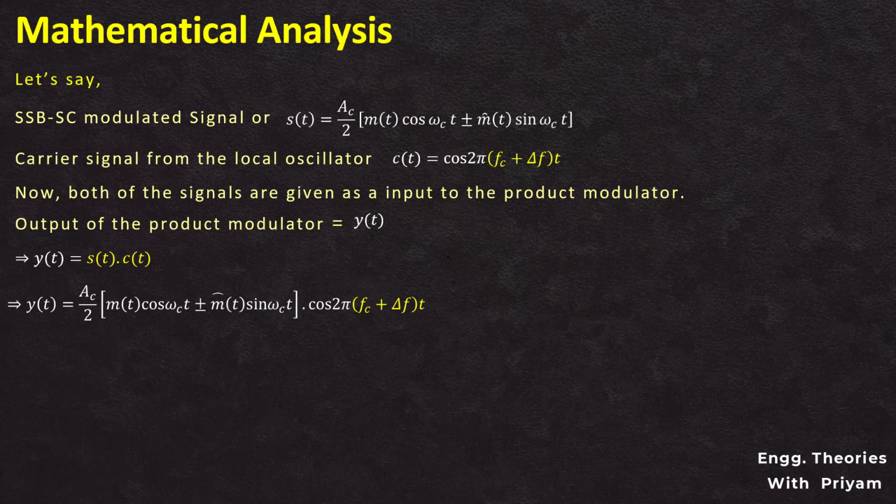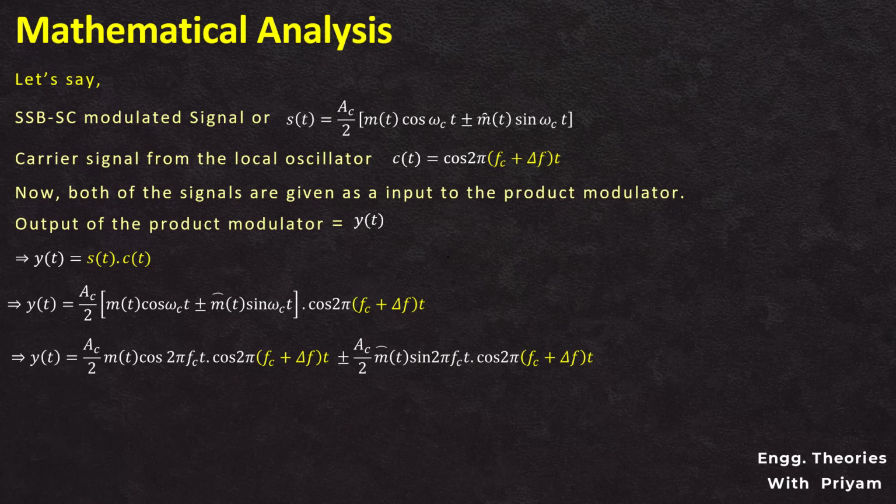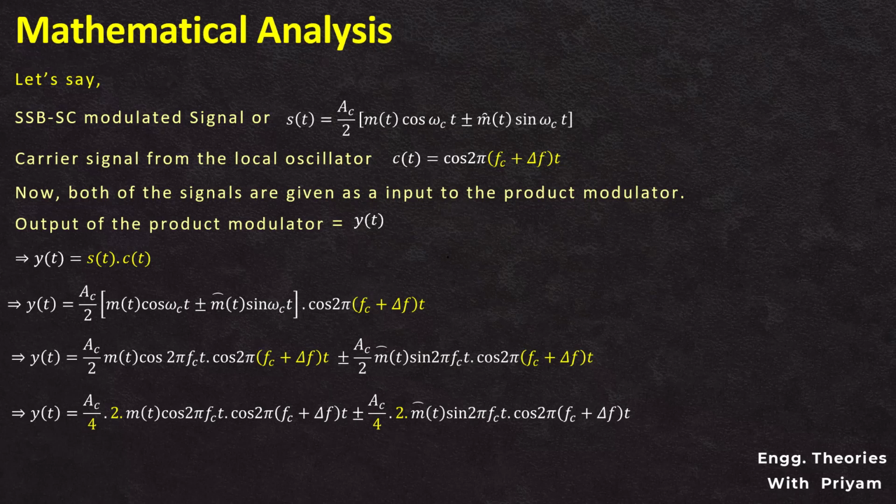Now we will multiply this cos 2 pi (fc plus del f) t with both the terms. Then y(t) can be written as y(t) is equal to Ac/2 m(t) cos 2 pi fc t cos 2 pi (fc plus del f) t plus minus Ac/2 into m cap of t sin 2 pi fc t cos 2 pi (fc plus del f) t. Now we will divide and multiply this equation by 2, then y(t) can be written as Ac/4 into 2 into m(t) cos 2 pi fc t cos 2 pi (fc plus del f) t plus minus Ac/4 into 2 into m cap of t sin 2 pi fc t cos 2 pi (fc plus del f) t. This equation can be reorganized.